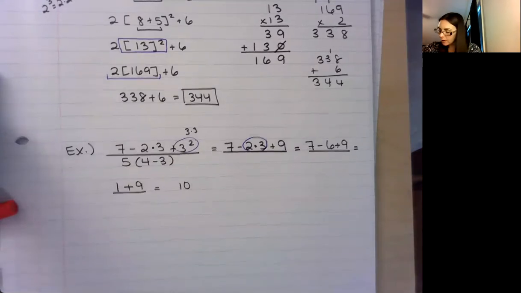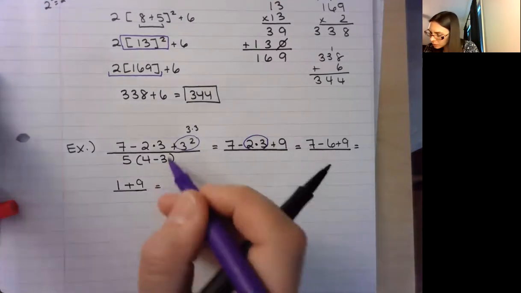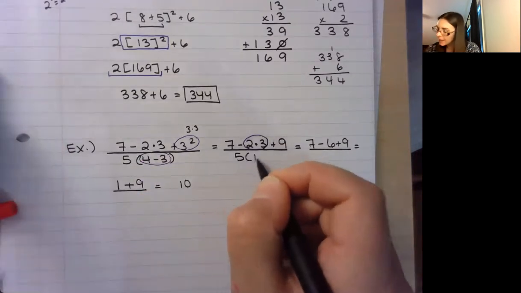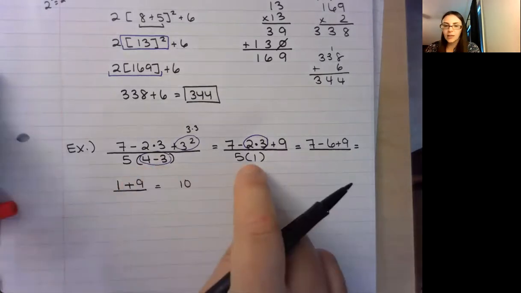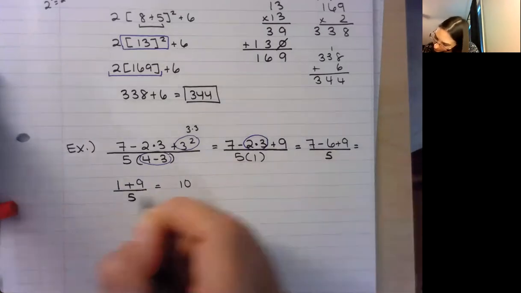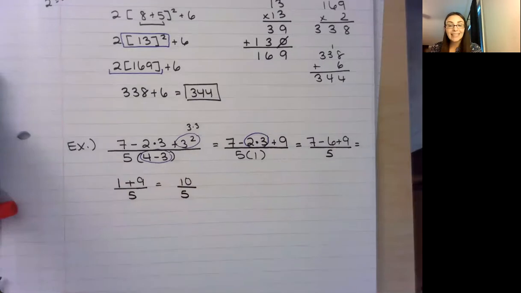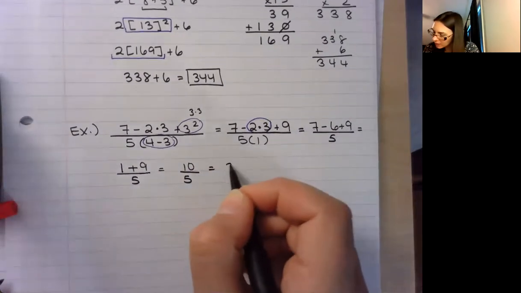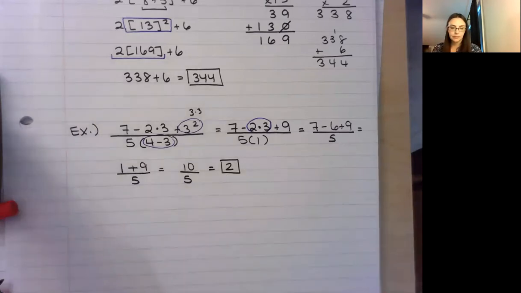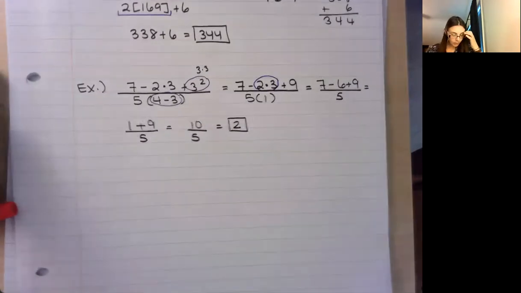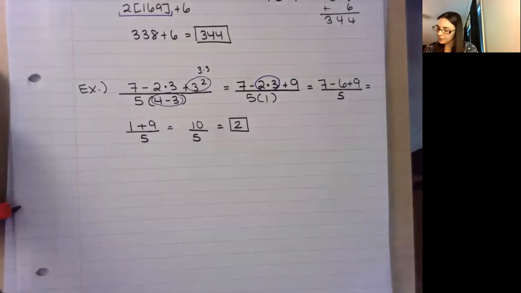In my denominator now, I do have grouping symbols here, so I'm going to have to do the 4 minus 3 first, which is 1. Now, I still have grouping symbols, but there's nothing left to do on the inside, so this is just representing multiplication now. 5 times 1 is 5. Finally, I have 10 divided by 5. That's still a division bar, and my final answer here is 2. Okay, so again, for those, just remember to take your time.